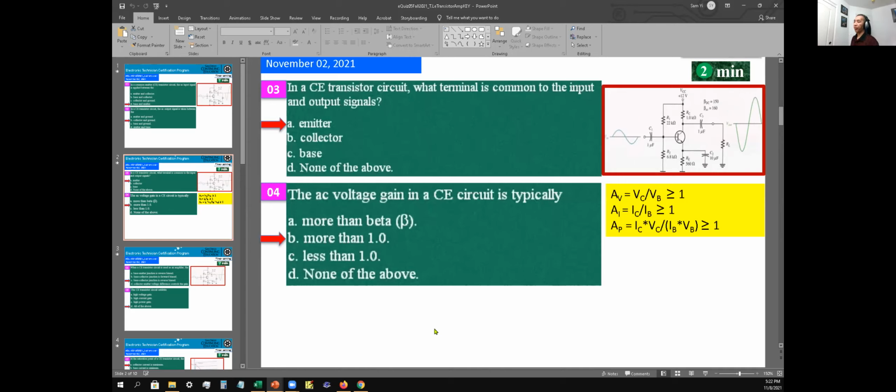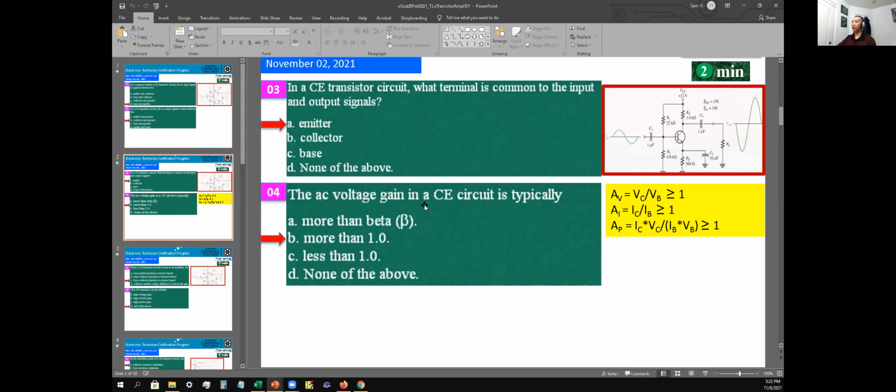So question number 3, in a CE transistor circuit, what terminal is common to the input and output signal? Okay, so for CE, the common terminal would be, according to the collector, the emitter. So it's going to be right here. It's connected to the ground. So it's at the emitter, okay?